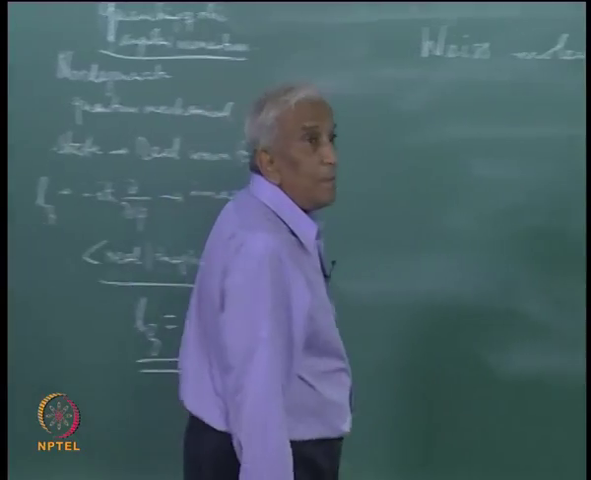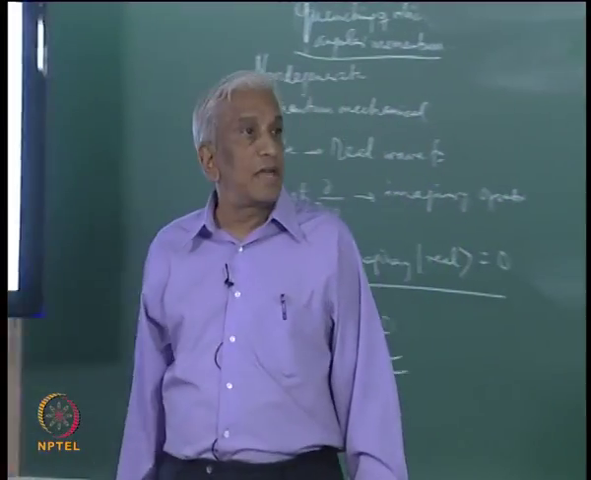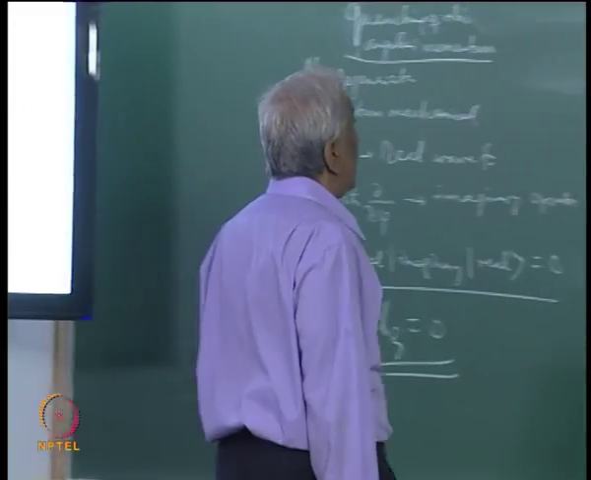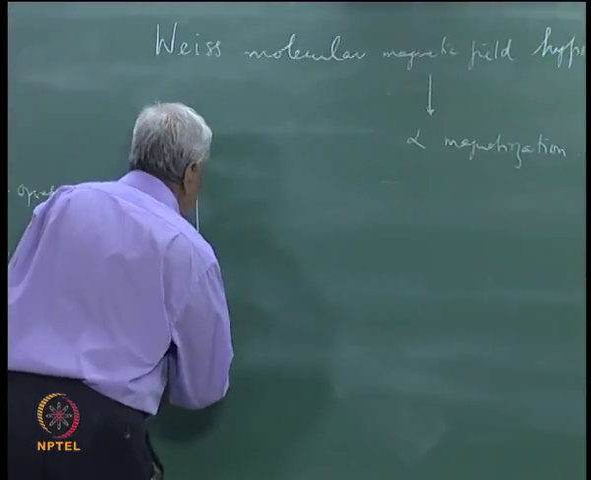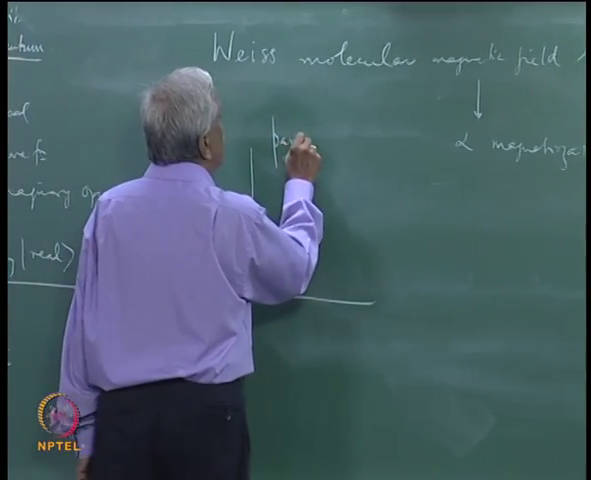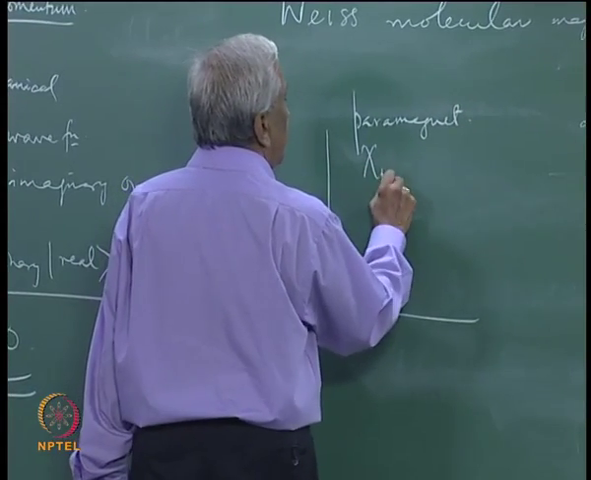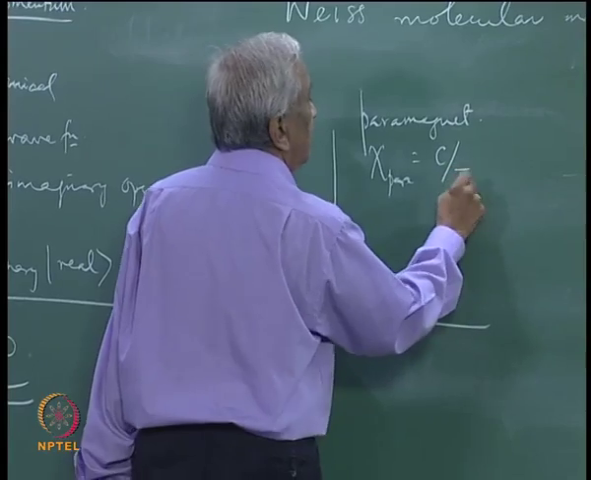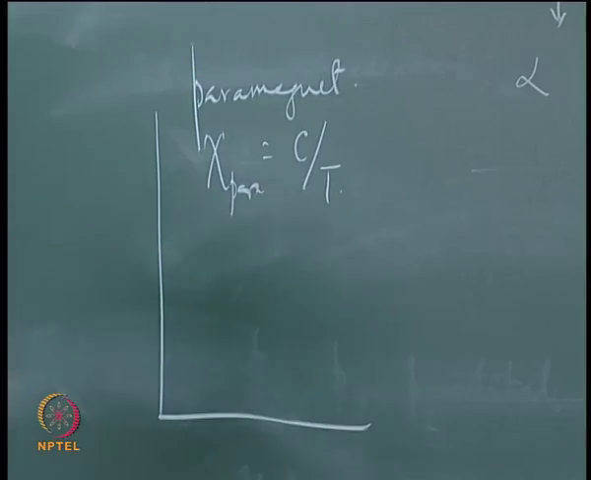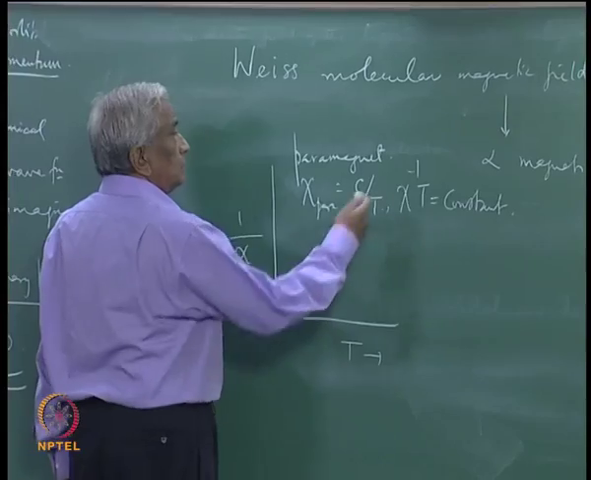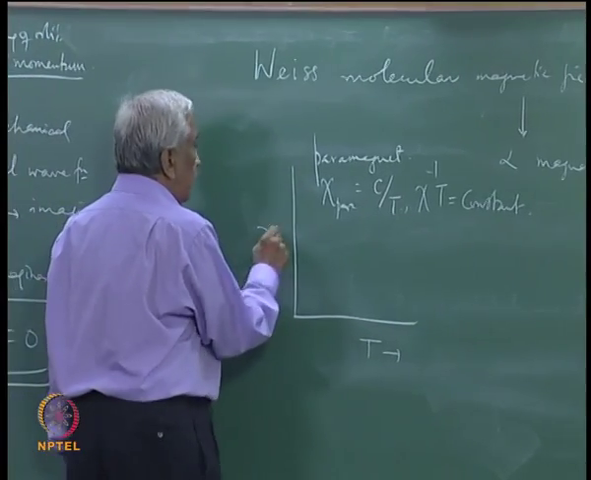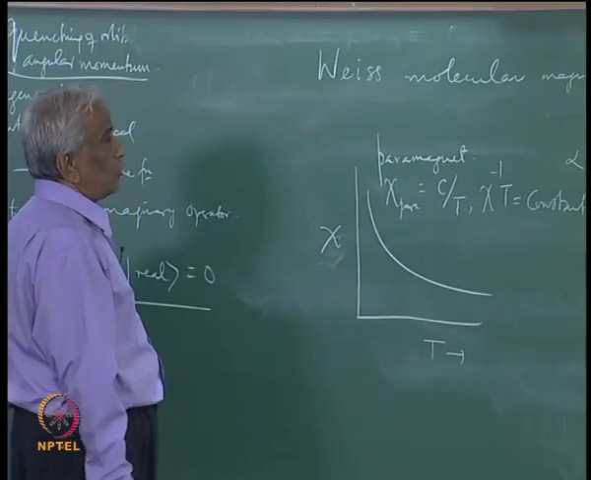Now, how does the paramagnetic susceptibility of such a ferromagnetic insulator depend on the temperature? We have already seen that in the case of a paramagnet, this paramagnetic susceptibility equals C by T, where C is the Curie constant. So, the product chi T is a constant. If I plot chi versus T, this is going to be a rectangular hyperbola.